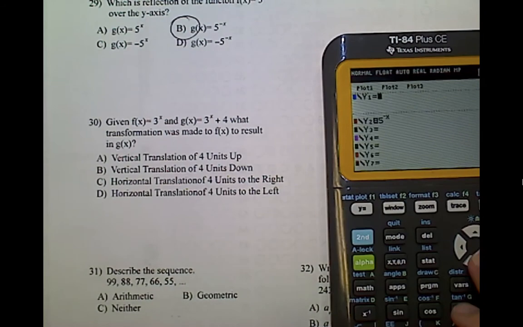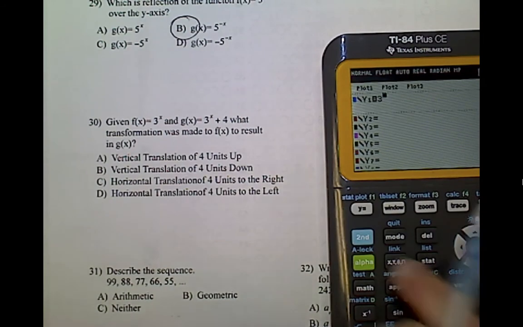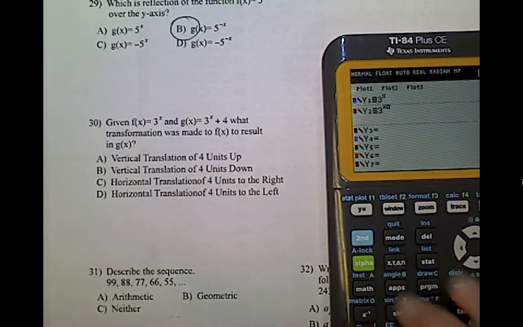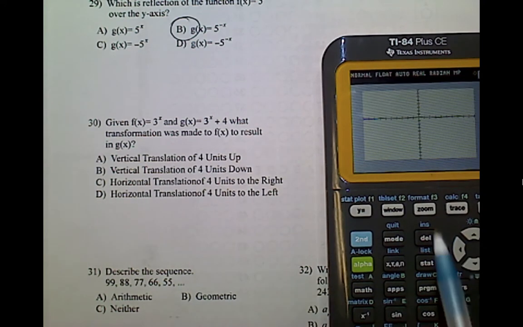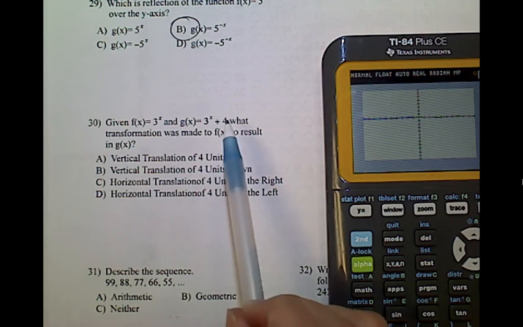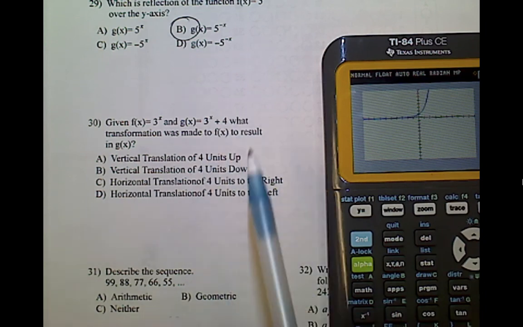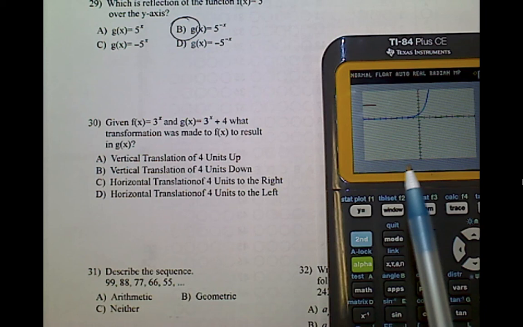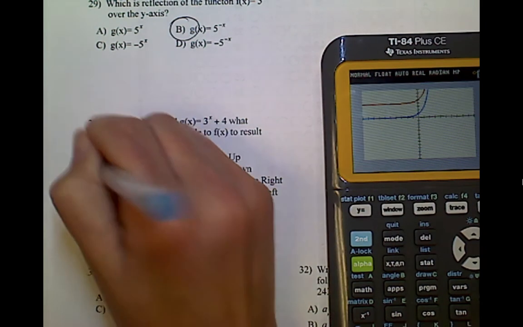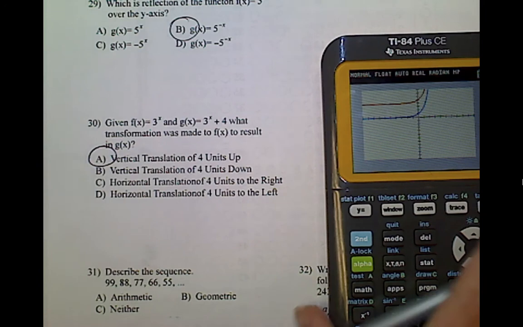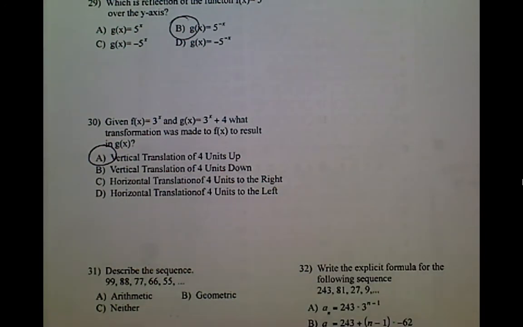Next one, we're going to type it in as well. The original is 3 to the x, and the next one is 3 to the x plus 4, and we're going to graph it and see what happens. Make sure you type that plus 4 not in the exponent because it's not on the paper. All right, if you do a plus 4, notice the asymptote shifted up 4 units. It got all pushed up, so that's a translation or a vertical translation.